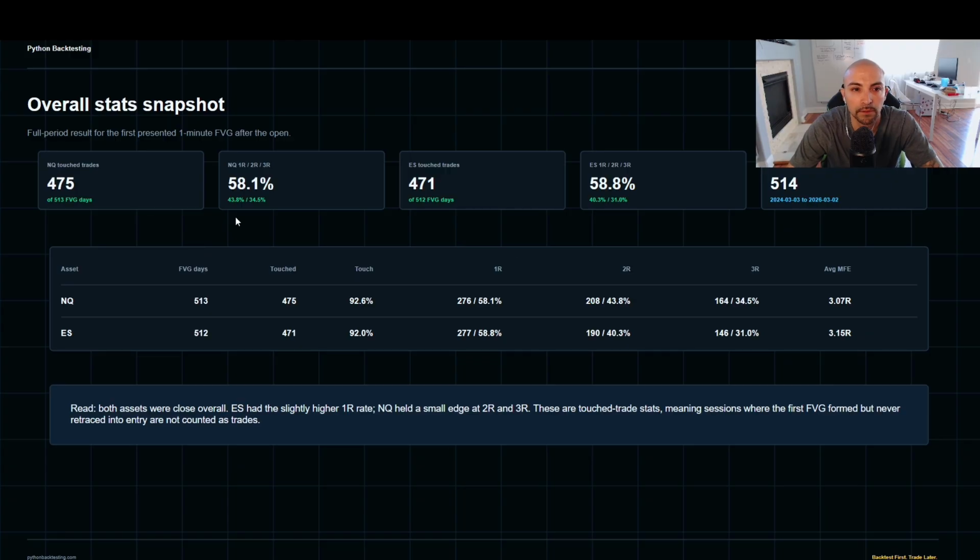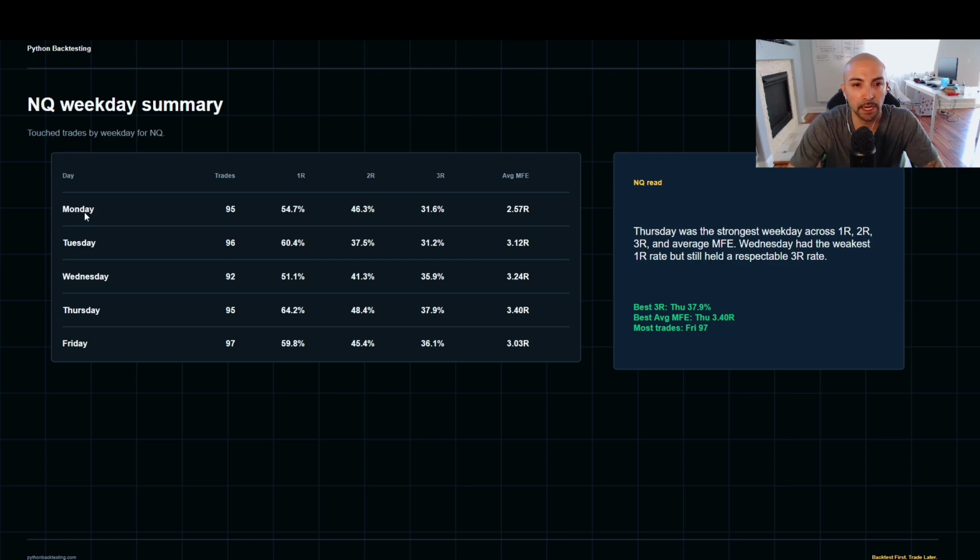And here are the results for NQ and ES. 92% of the time we touch back into that fair value gap. And if you just played every fair value gap from the last 2 years on NQ, you'd have a 58.1% probability of a 1R, and ES is just about the same. And then you've got your 2R column and 3R column here. Here's a summary by weekday. Monday, 54% probability on a 1R. And it looks like the best days to play this for NQ are going to be Tuesday and Thursday for your 1R. The best days to play this for ES are going to be Wednesday and Thursday.